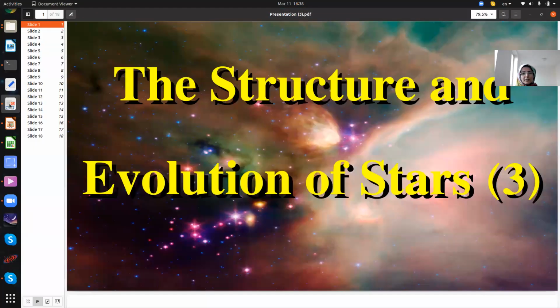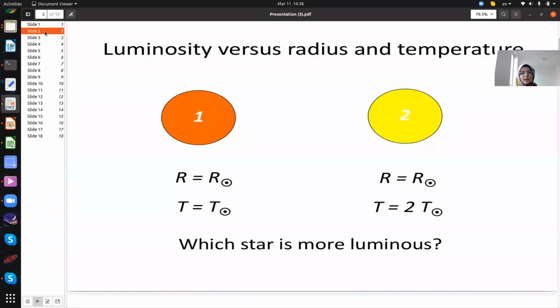Hello everybody. Today I want to talk to you about stellar evolution and the formation of stars. Now I will share my screen. Yes, the structure and evolution of stars.